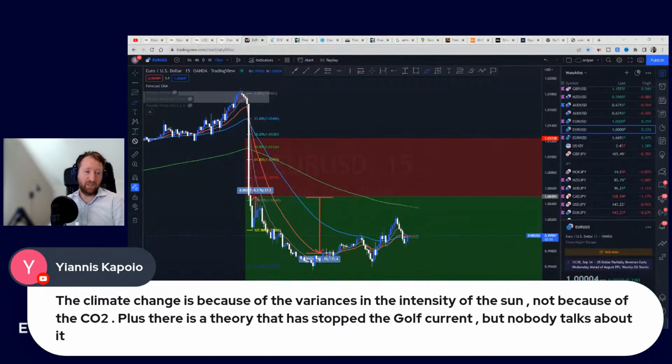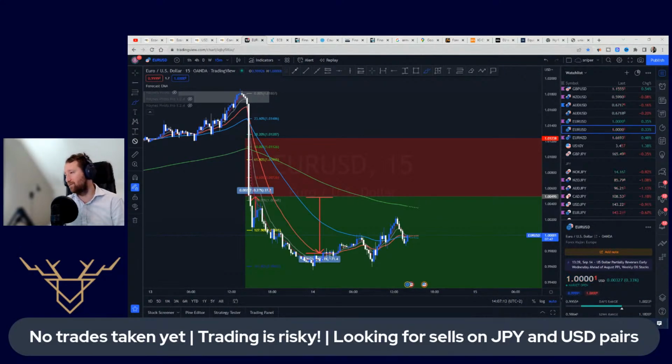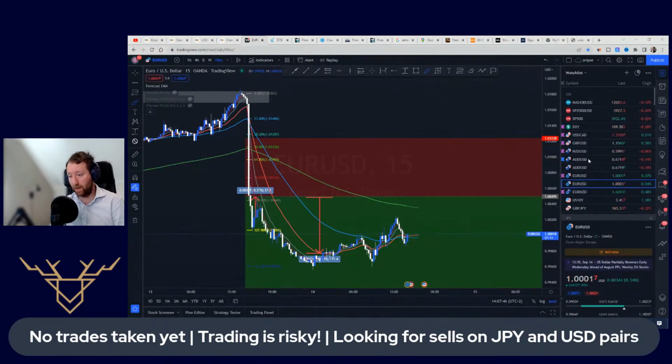Climate change is because of the variances in intensity of the sun, not because of CO2. Plus, there's a theory that it stopped the Gulf current, but nobody talks about it. I'm not going to go into that debate at all. I'm just saying, if there is no wind, no rain, no waves one summer or one winter, then we are in a pretty bad state. Whether that's climate change or just differences in the year, it doesn't help us much in Europe with our gas situation. The other thing that controls the price is the outlook for crazy weather. If they predict a cold winter, prices now are going to go higher.